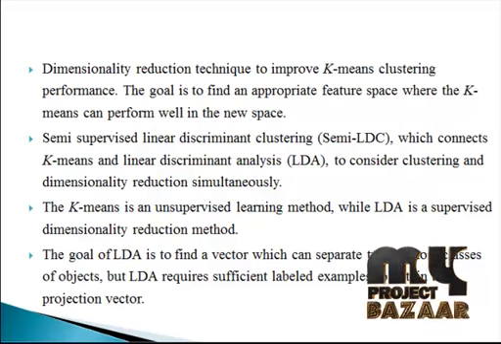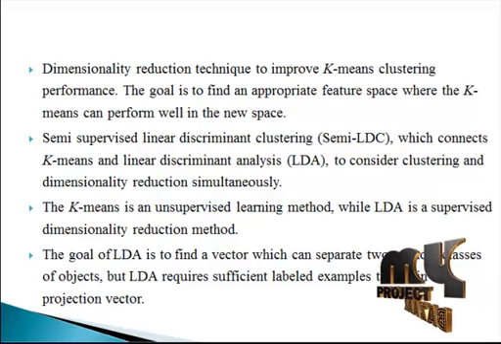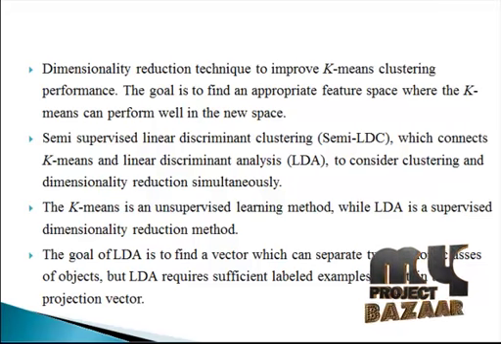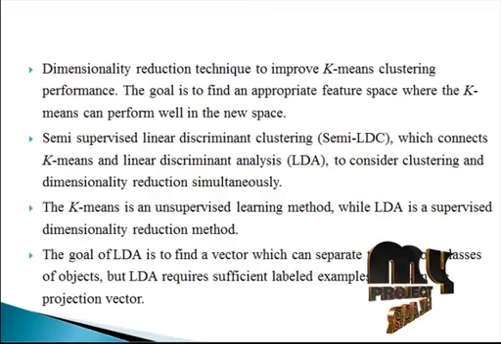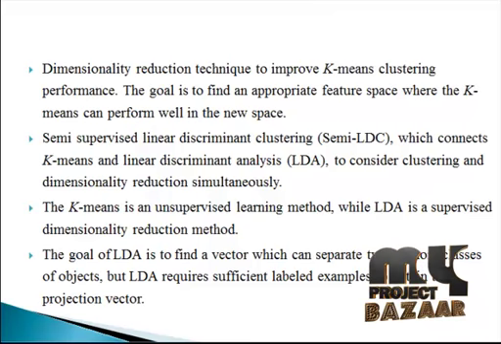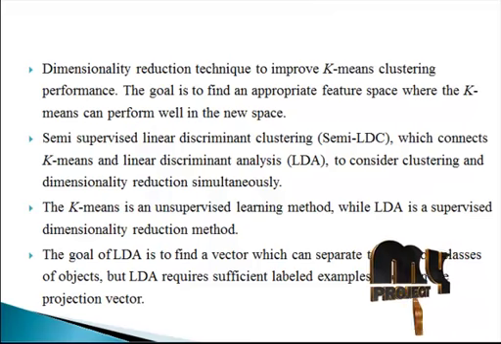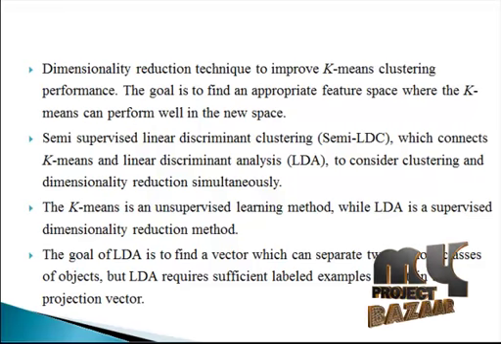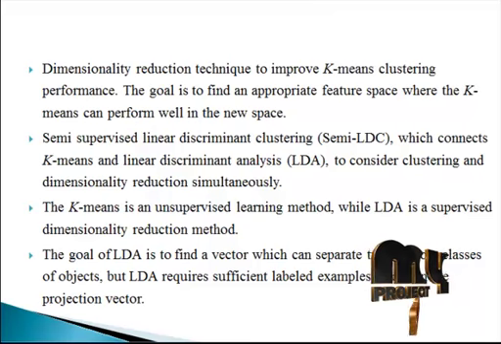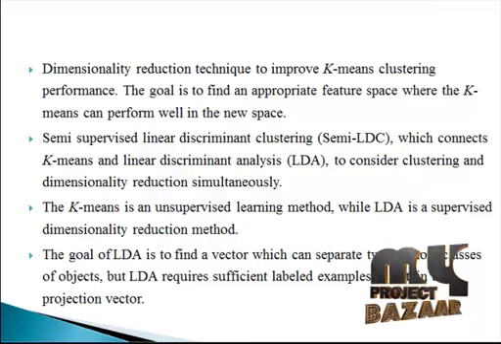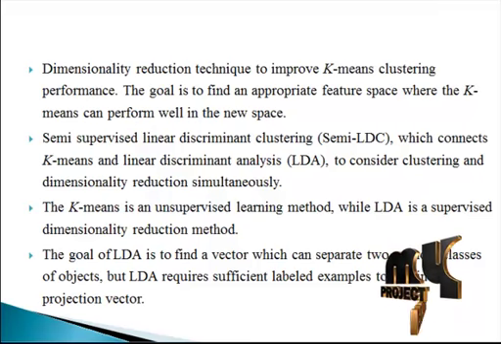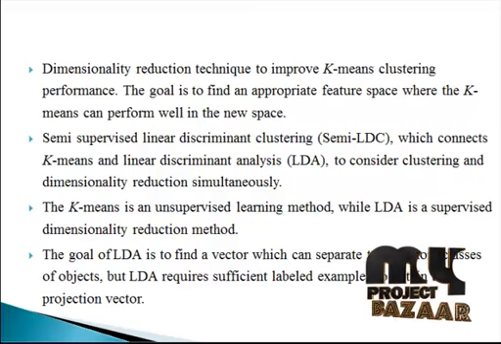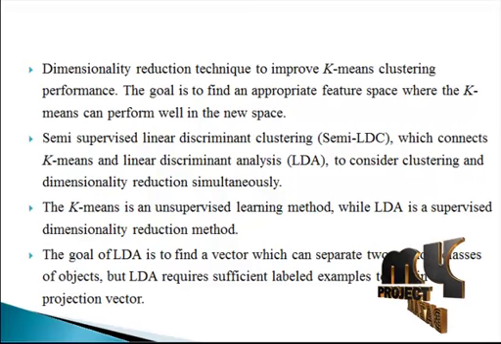Semi-supervised linear discriminant clustering connects k-means and linear discriminant analysis to consider clustering and dimensionality reduction simultaneously. The k-means is an unsupervised learning method while LDA is a supervised dimensionality reduction method. The goal of LDA is to find a vector which can separate two or more classes of objects, but LDA requires sufficient labeled examples to obtain the projection vector.